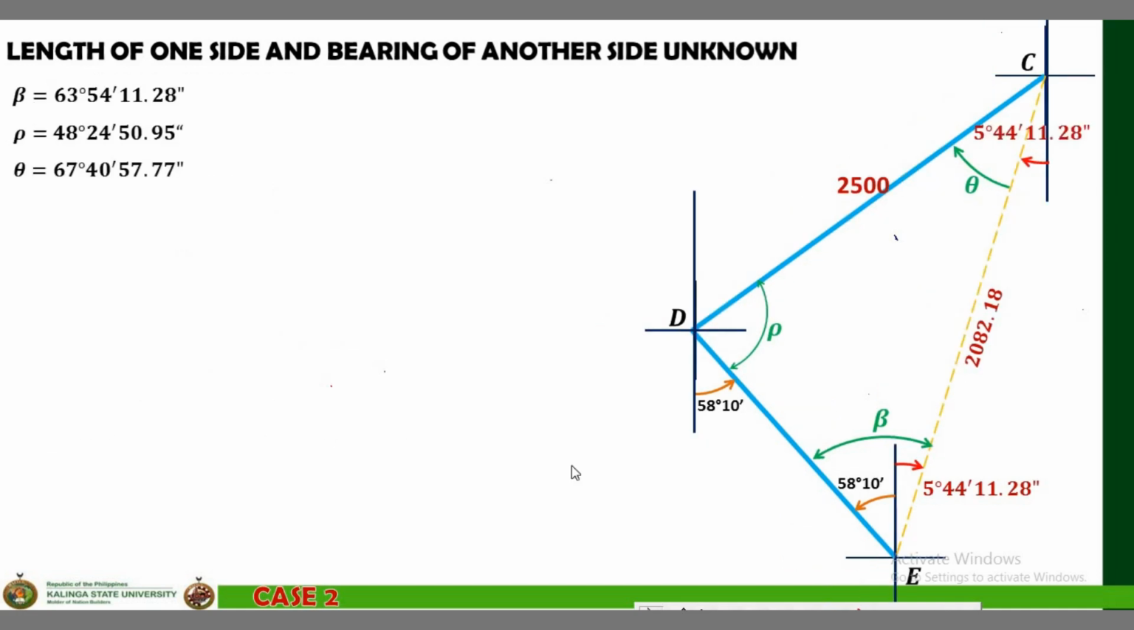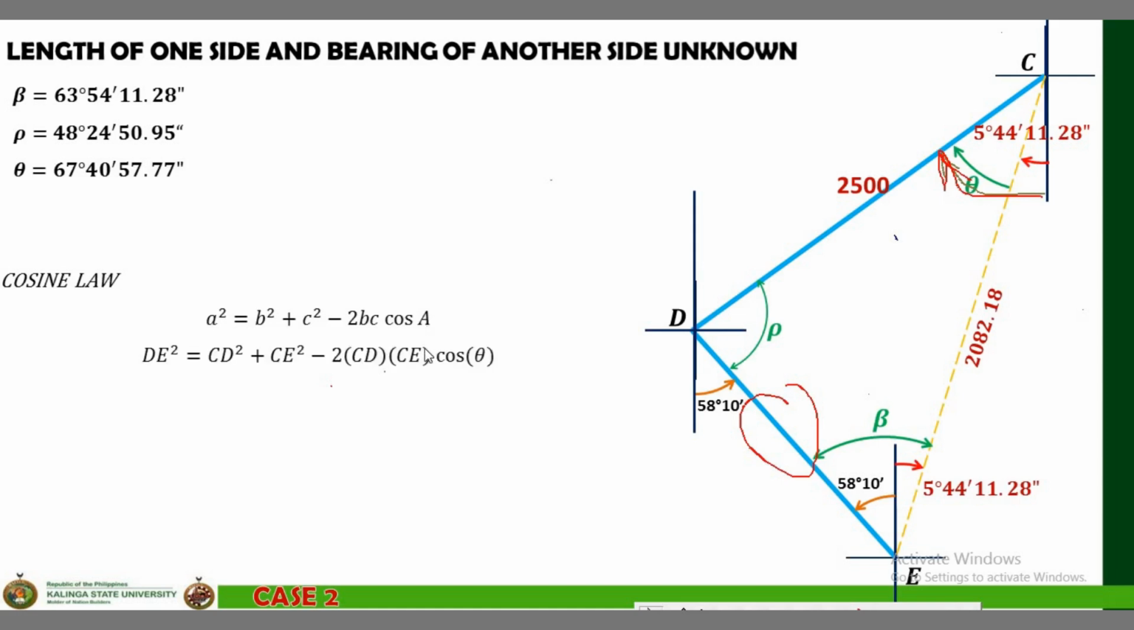Now, ang hinahanap ko kasi dito ay yung bearing ni CD. Ang tinatawag nating bearing ni CD ay itong angle na to. Yan ang hinahanap ko. Yung bearing ni CD at saka yung length ni DE. So, how will I solve that one? I can use cosine law. Anong sabi sa cosine law? A squared is equal to B squared plus C squared minus 2BC cosine of A. So, ang ginawa ko dito, ang naging A ko si DE, my B is CD, and my C is CE.